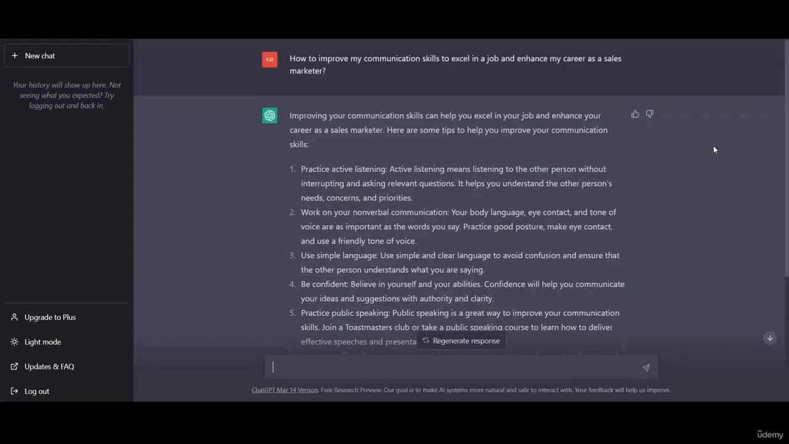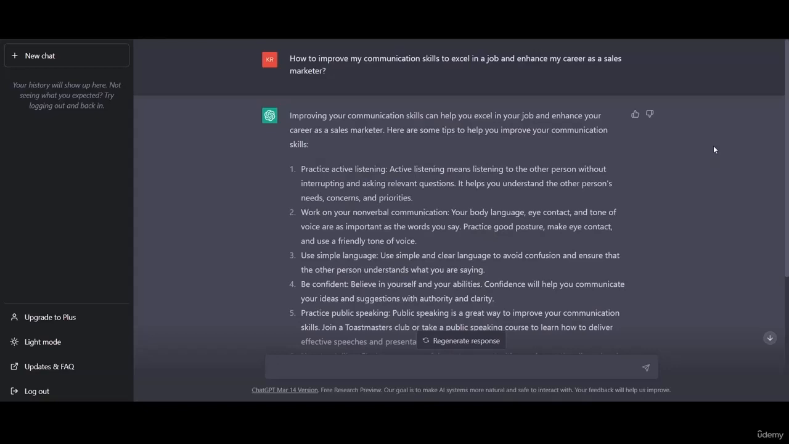As we can see, ChatGPT has generated the output, and the tips given are, for example, practice active listening, work on your nonverbal communication, use simple language, etc. And what can you notice in my prompt? So I've given ChatGPT the question, for example, how to improve my communication skills to excel in a job and advance in my career as a sales marketer. Notice how specific I am in my prompt. I could have simply asked how to improve my communication skills. However, the response generated wouldn't have been nearly as useful as this one.